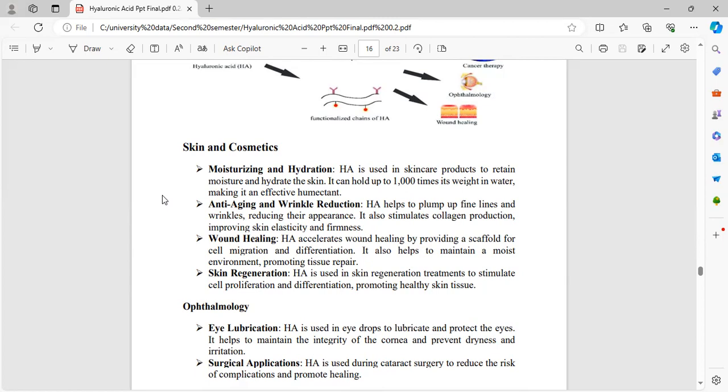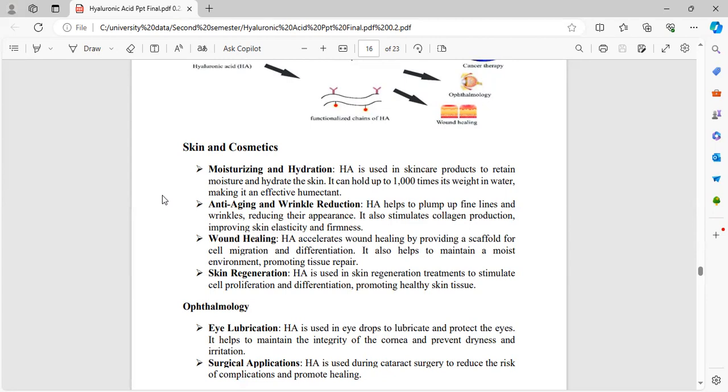Third one is wound healing. Hyaluronic acid accelerates wound healing by providing a scaffold for cell migration and differentiation. It also helps to maintain a moist environment, promoting tissue repair. Fourth one is skin regeneration. Hyaluronic acid is used in skin regeneration treatment to stimulate cell proliferation and differentiation, promoting healthy skin.